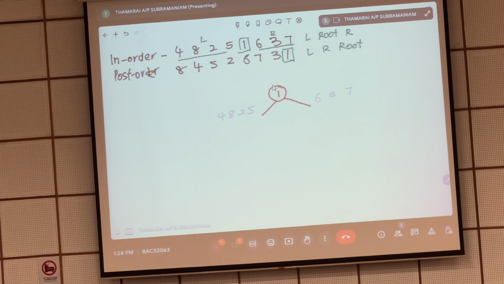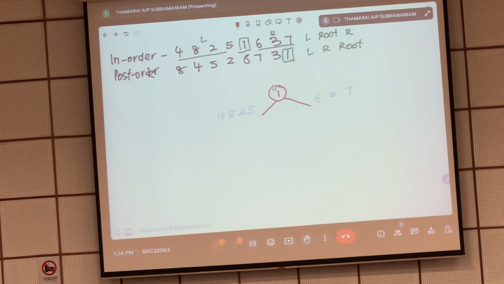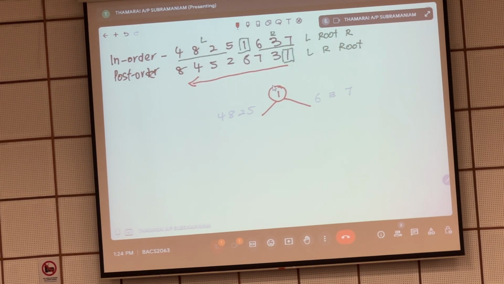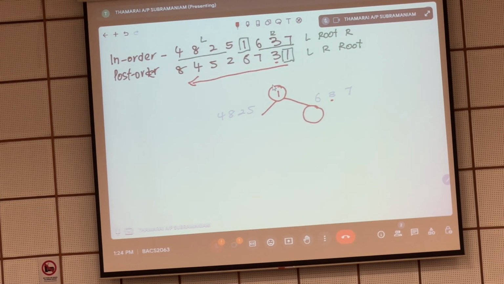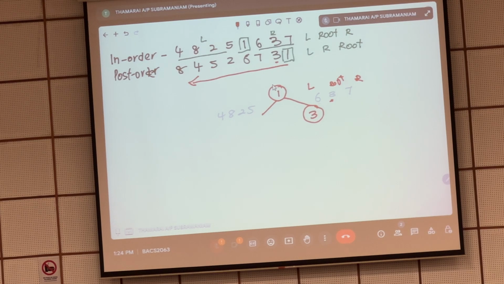Okay, so now, what do I do? I take a look at my post-order and I read from right to left. So my first value is 3. Now I know my 3 is here. Is that correct? So my 3 will go into my root. If this is my root, here will be left, this will be right. There's no other value, just single digit.